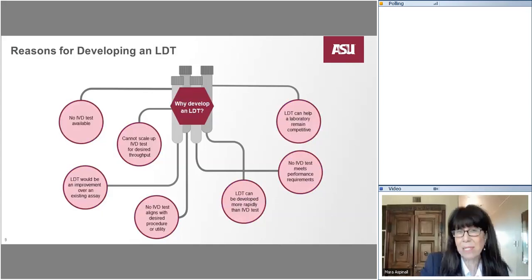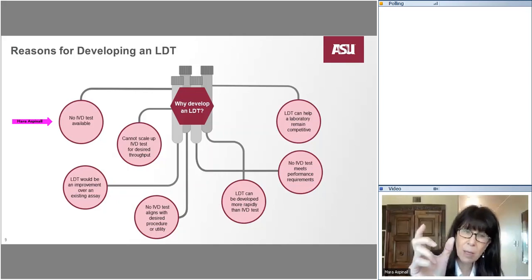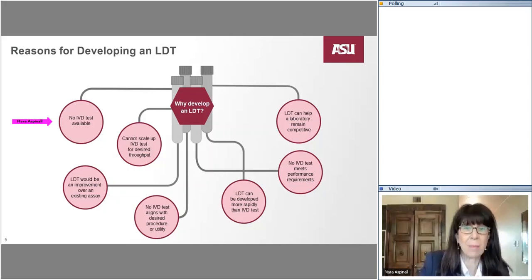But how does that contrast with an LDT? Well, here what we see is an LDT is very different. First, it's because there's no IVD test available. Now, sometimes there can be something similar available, but not exactly the same. And that's very much related to the LDT being an improvement over the existing assay. And no IVD aligns with the procedure that you want to use. That is why it starts.